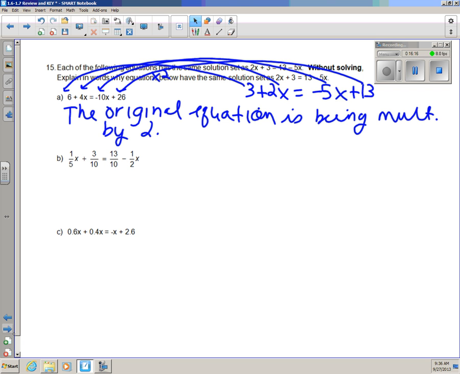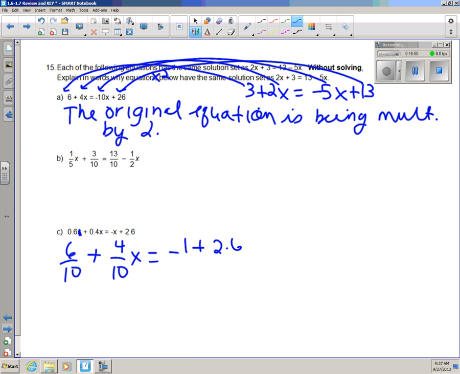So how do you get from 6 to 0.6 and 4 to 0.4? Well, that's 6/10 x, if we would read it in C. And 4/10, sorry, it's just 6/10. I don't know why there's an x here. This should not be here, so get rid of this. This really becomes 6/10 plus 4/10 x equals negative 1 plus 2.6 or 2 6/10.